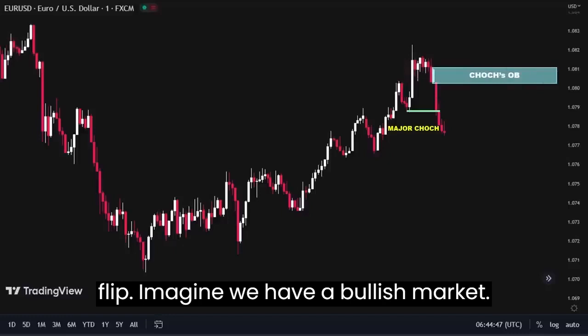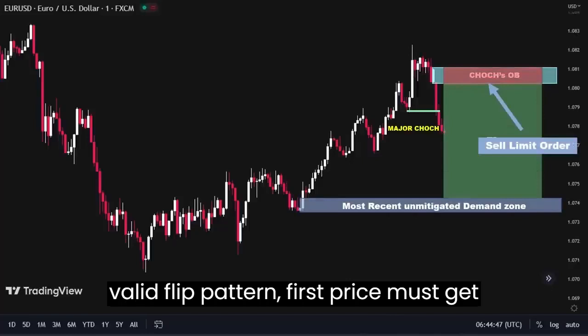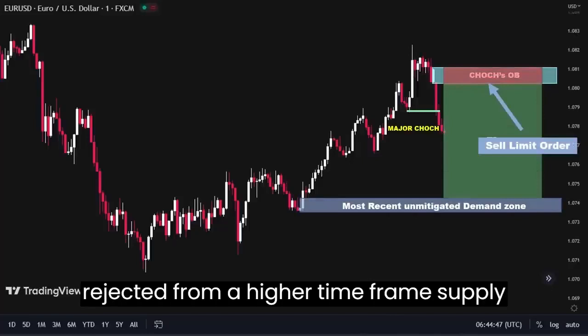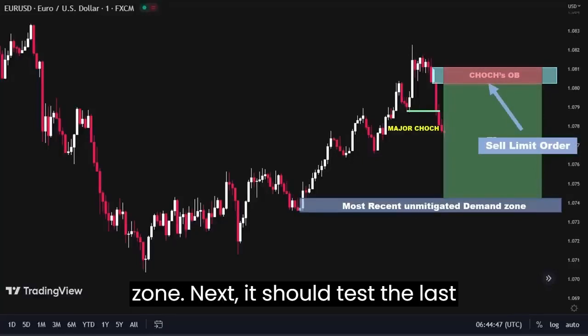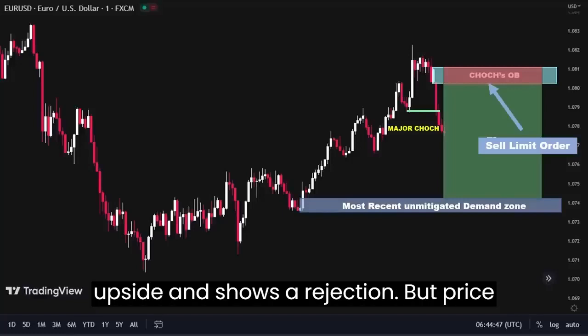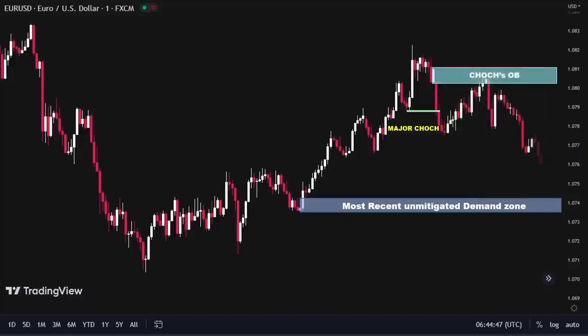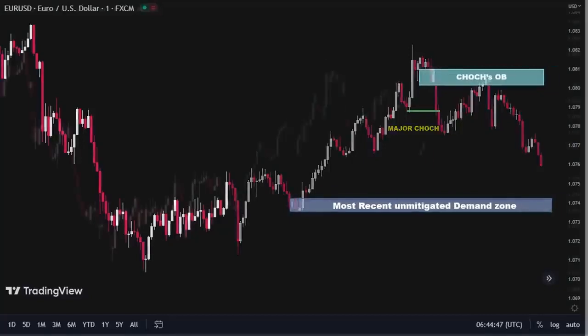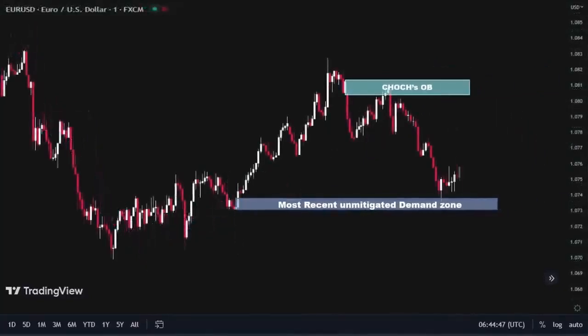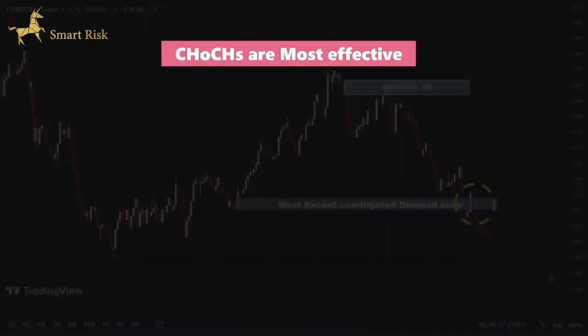Imagine we have a bullish market where price has created a series of higher highs and higher lows. To have a valid flip pattern, first, price must get rejected from a higher time frame supply zone. Next, it should test the last demand zone and be pushed to the upside and show a rejection, but price should not create a new higher high and must break through the last demand zone, which was tested once, and leaves a supply zone behind, which we call the flip zone. Price will test the flip zone once more, so we should keep an eye on it and put a limit order there. The same concept applies to the bearish scenario.